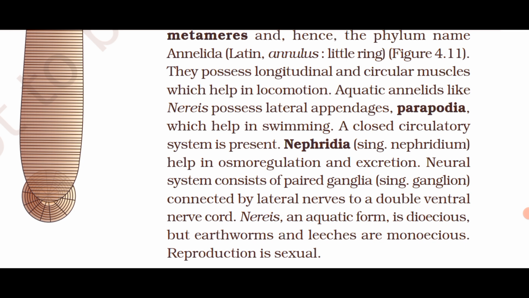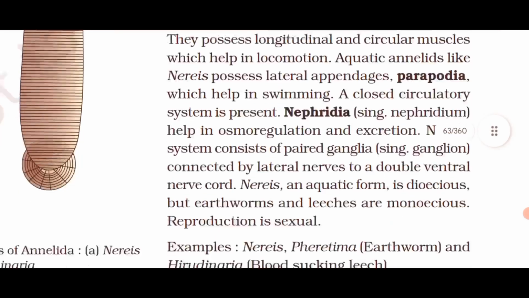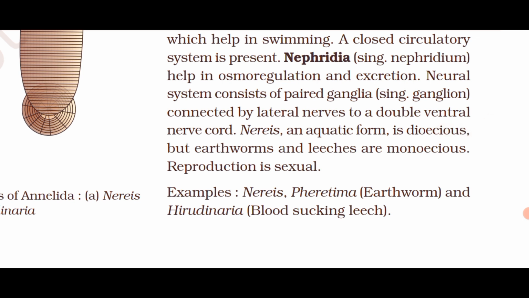A closed circulatory system is present. Nephridia help in osmoregulation and excretion. Neural system consists of paired ganglia connected by lateral nerves to a double ventral nerve cord. Nereis, an aquatic form, is dioecious, but earthworms and leeches are monoecious. Reproduction is sexual. Examples: Nereis; Pheretima, other name earthworm; and Hirudinaria, other name blood-sucking leech.